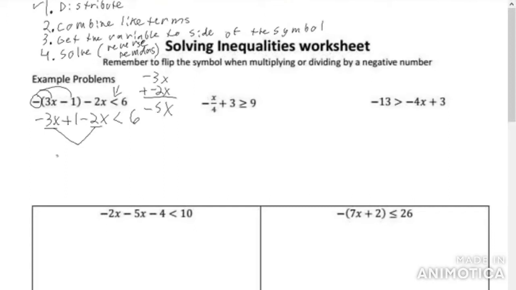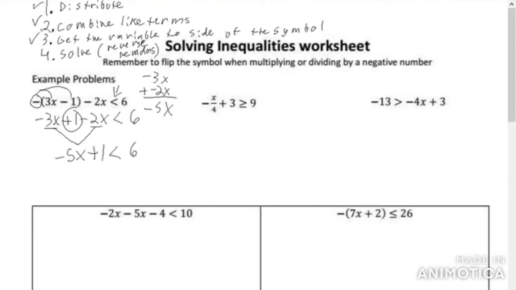All right, so my simplified inequality will be negative 5x. I still have this plus 1, so we need to write plus 1 less than 6. All right, so we did combine like terms. Get the variable to one side. My x is already on the left side of my symbol. Now I need to solve.